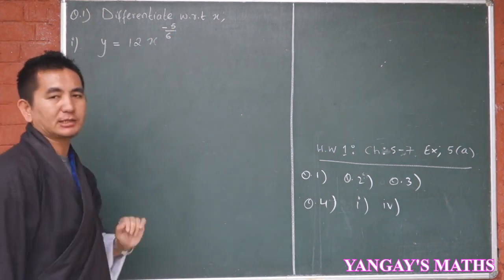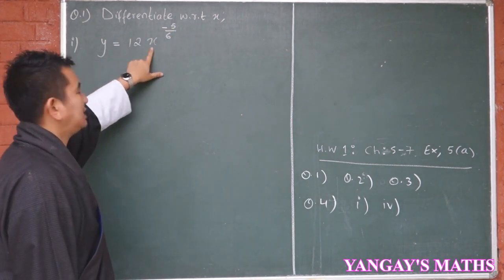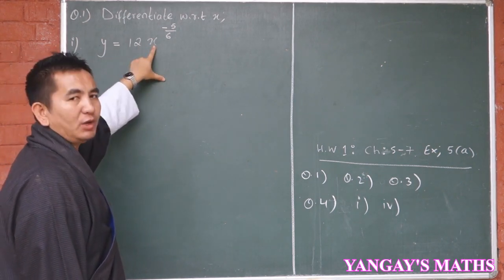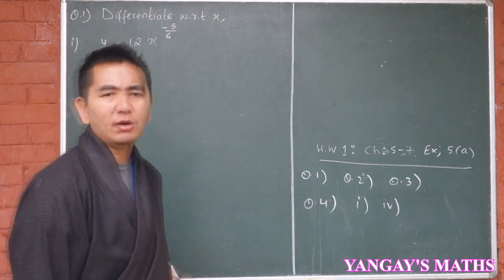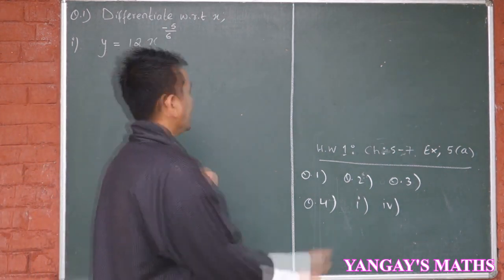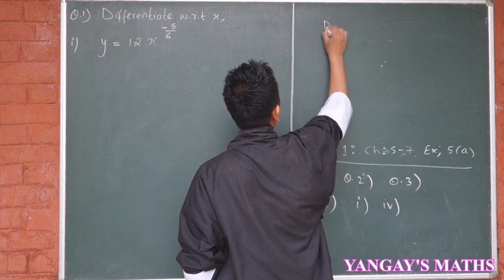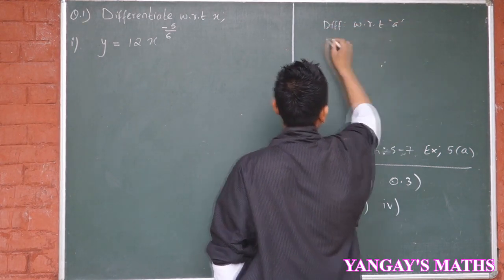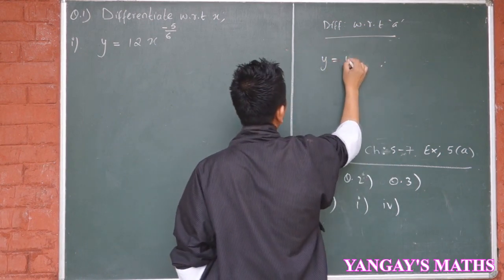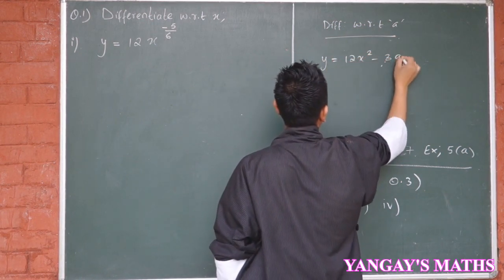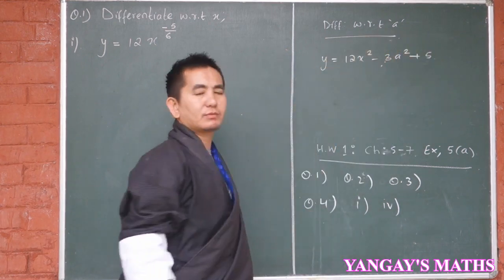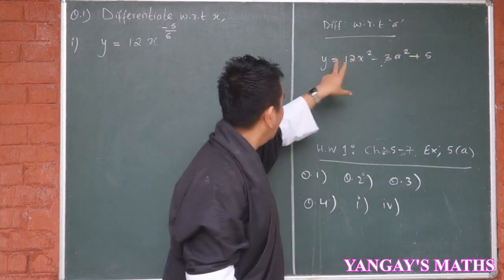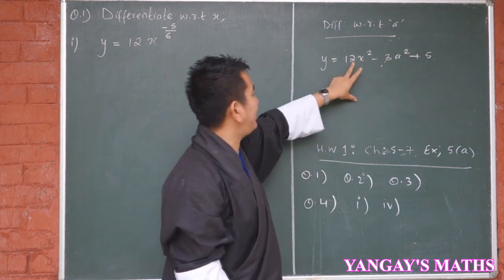Differentiate with respect to x means y is purely depending on x. If there is change in x, there will be change in y. Small increment in x, there will be small increment in y. That's the meaning. But one important thing, if the question says differentiate with respect to a, and the function given is y is equal to 12x square minus 3a square plus 5, the question clearly says to differentiate with respect to a, meaning y depends on a, it does not depend on x.